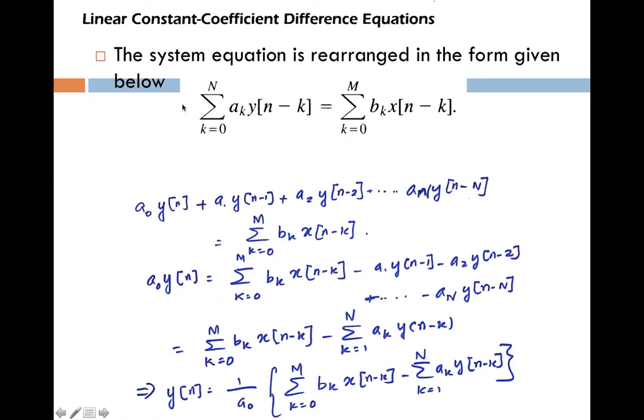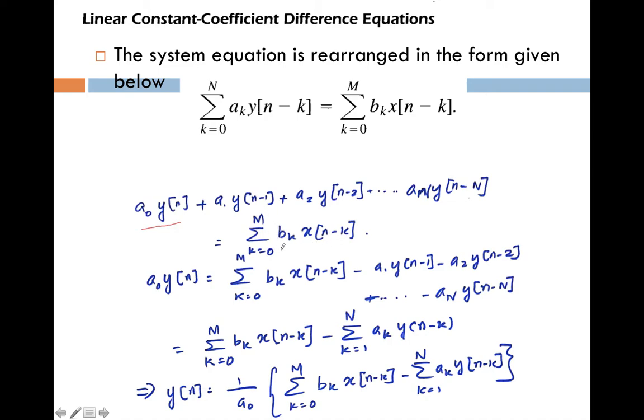Now this system equation can be rearranged like this. If you give different values to k, this summation can be expanded. If you substitute k equal to 0, you will get a naught y of n plus a1 y of n minus 1 plus a2 y of n minus 2, and it will go up to a suffix N y of n minus capital N, which is equal to summation k equal to 0 to M b k into x of n minus k.